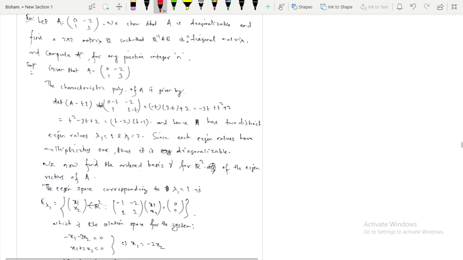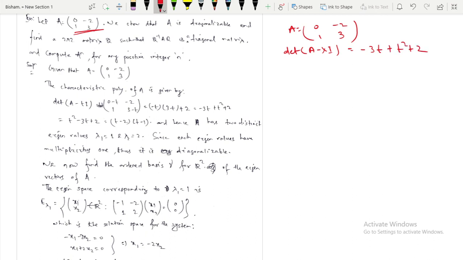Similarly, there is also another problem. If A equals the matrix 0 minus 2, 1 3, suppose A is a matrix which is 0 minus 2, 1 3. So if you find the characteristic polynomial, that is the determinant of A minus tI, this is minus 3t plus t square plus 2. You know how to evaluate. So after evaluation, this is your characteristic polynomial, that means this is (t minus 2)(t minus 1).